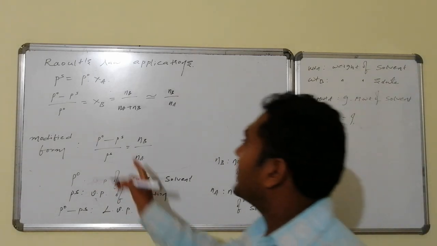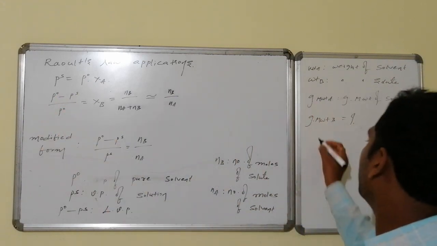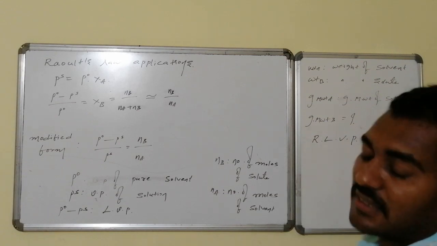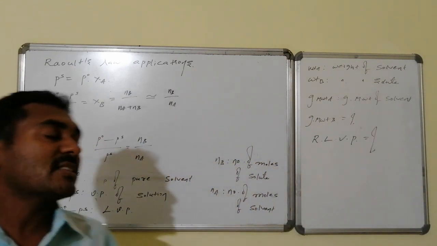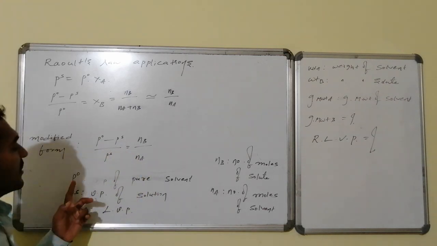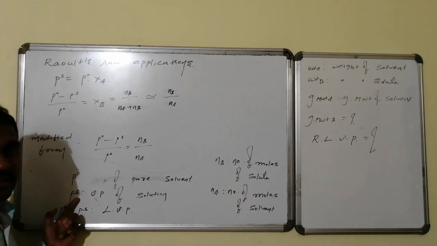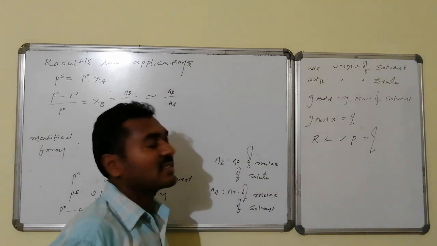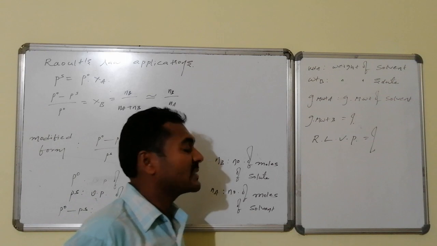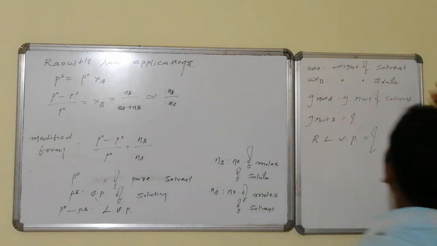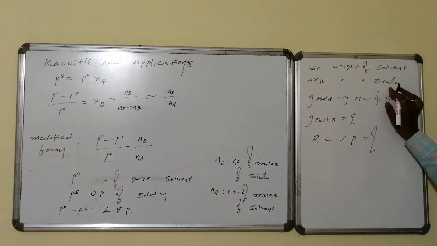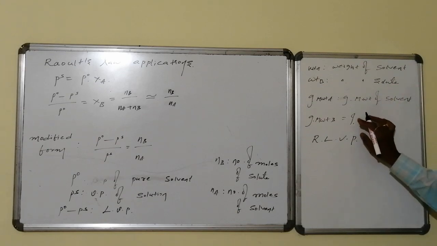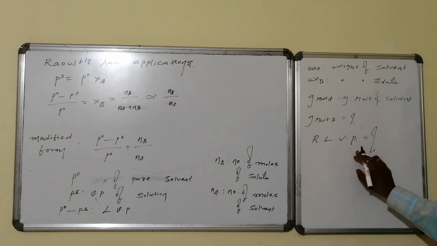In this particular category, this becomes equal to relative lowering in vapor pressure. They can even ask what is the relative lowering in vapor pressure. Thus we have varieties of things: one is vapor pressure of solvent, second is vapor pressure of solution, third is lowering in vapor pressure, fourth is number of moles of solute, fifth is number of moles of solvent, sixth is weight of solvent, seventh is weight of solute, eighth is gram molecular weight of solvent, gram molecular weight of solute, and here relative lowering in vapor pressure.